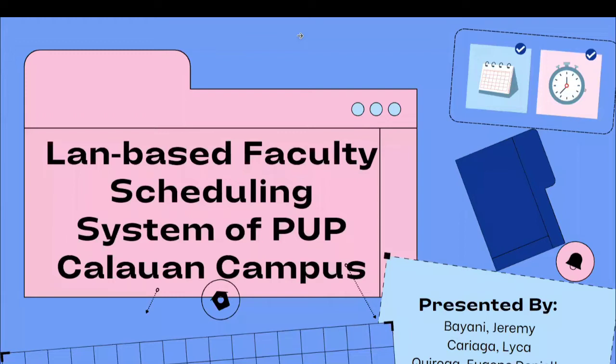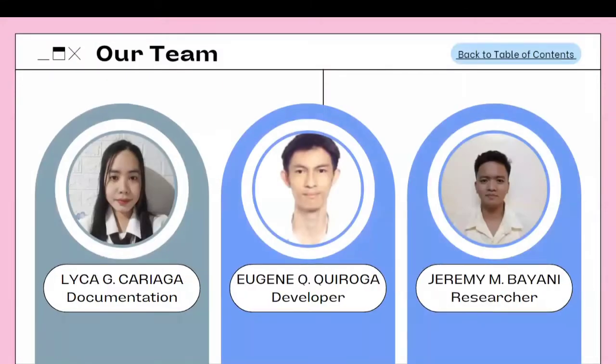Our capstone project entitled Land-Based Faculty Scheduling System for PUP Calauan Campus. So first, let me introduce our team. Ms. Laika G. Cariaga for documentation, Mr. Eugene Q. Quiroga, the developer, and I, Mr. Jeremy Bayani, the one who researched about our system.